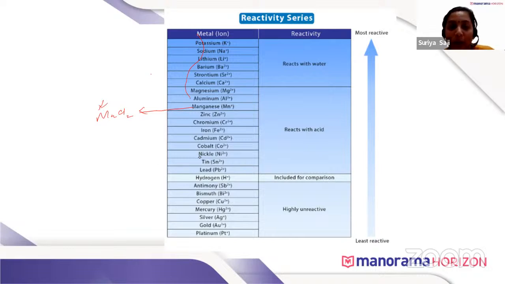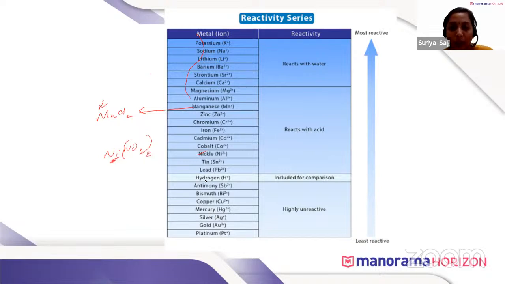If you're taking the example of nickel, any nickel salt, for example, nickel nitrate. So for nickel nitrate, any element that is cobalt, cadmium, iron, chromium, zinc, any element above nickel can displace nickel from this compound. That is what we told.